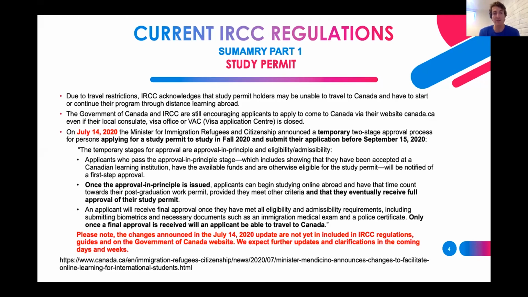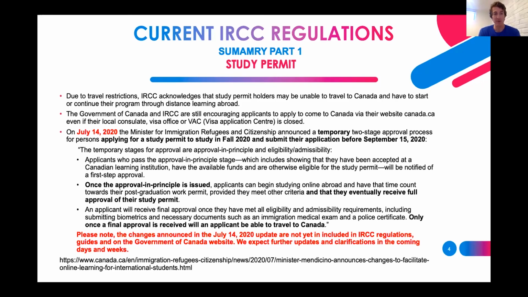So applicants who pass the approval in principle stage, that's the first stage, includes showing that they have been accepted to a Canadian learning institution, so that would be having a letter of acceptance, that they have the available funds, that means you have enough money and you have proof of that money to be able to study, and that you are otherwise eligible for a study permit. So the phrase otherwise eligible is quite vague. We don't have any more specifics on that at the moment. And it says they will be notified of a first step approval.